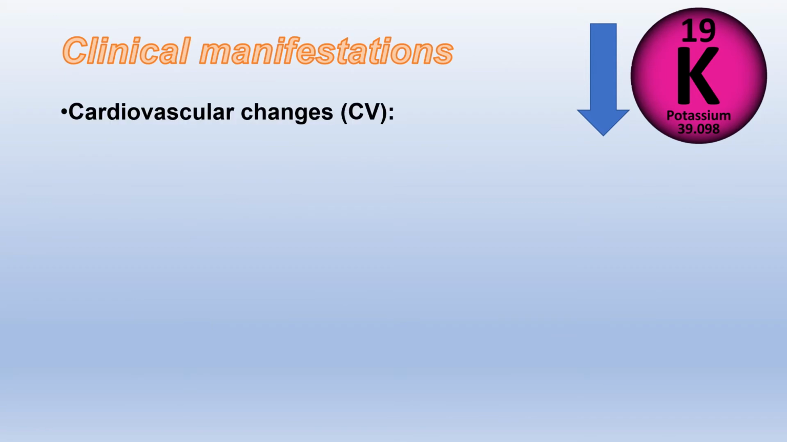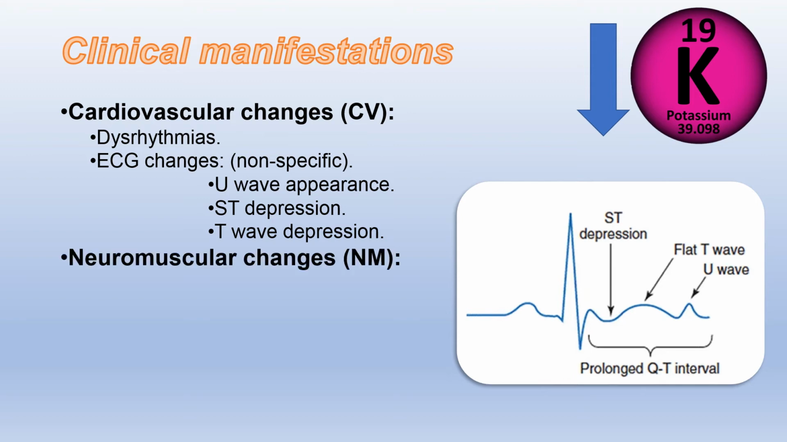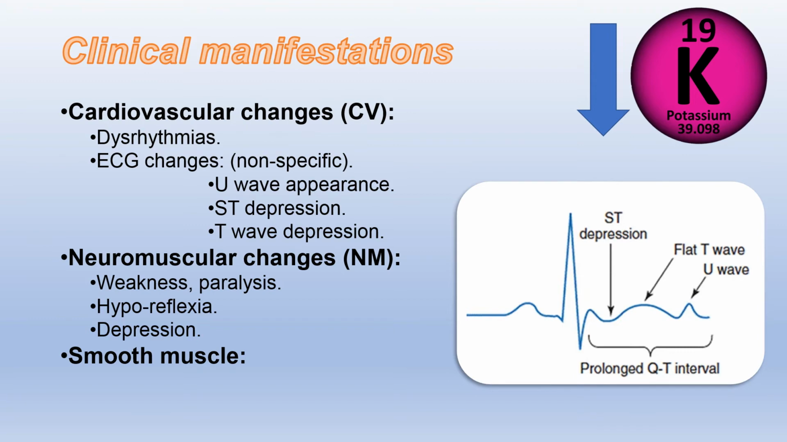Clinical manifestations: cardiovascular changes, dysrhythmias, ECG changes, U-wave appearance, ST depression, T-wave depression or flattening, like in this picture. Neuromuscular changes: weakness, paralysis, hyporeflexia, depression. Smooth muscle effect: constipation and ileus.